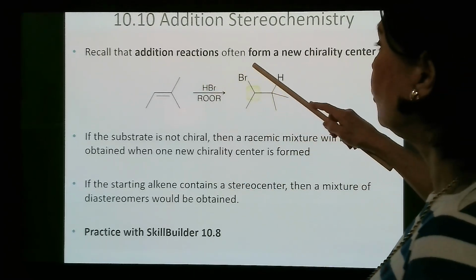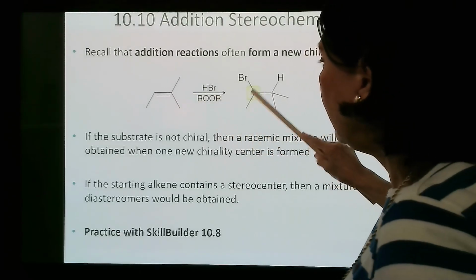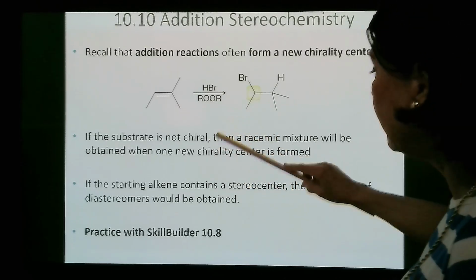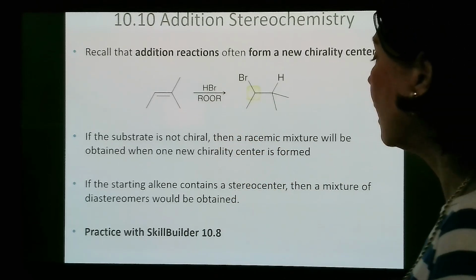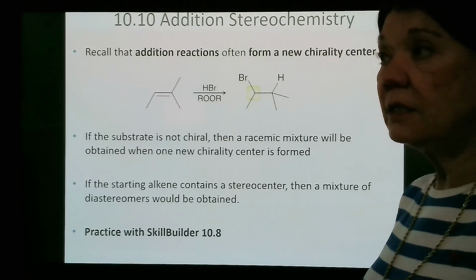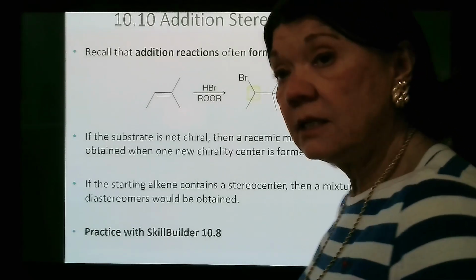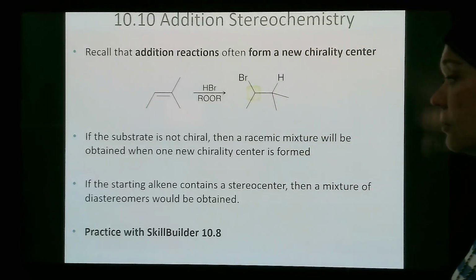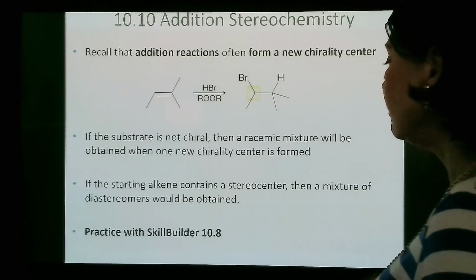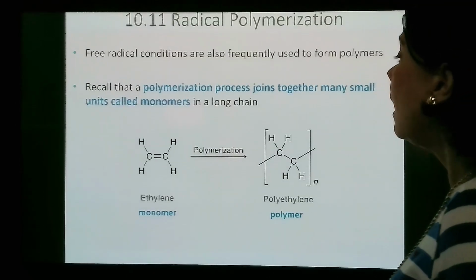And so the addition reactions form a new chirality center here. If the substrate is not chiral, then a racemic mixture will be obtained when one new chirality center is formed. This is very much like we saw with the ionic addition reactions in Chapter 8. If the starting alkene does contain a stereocenter, then a mixture of diastereomers will be obtained, as before.